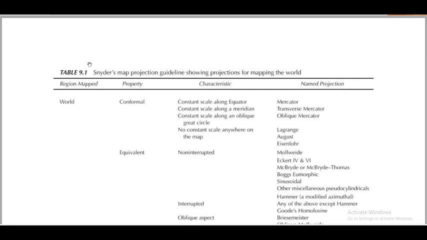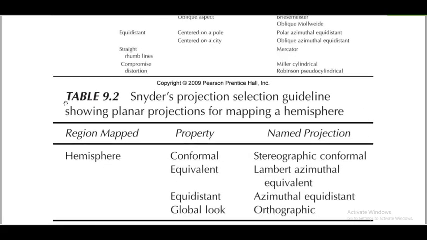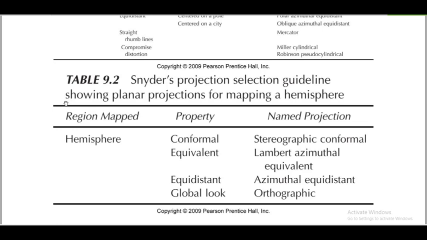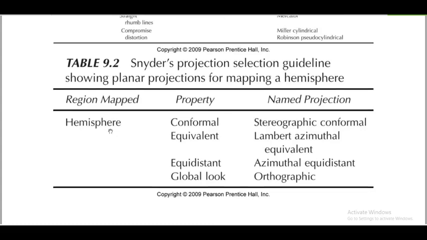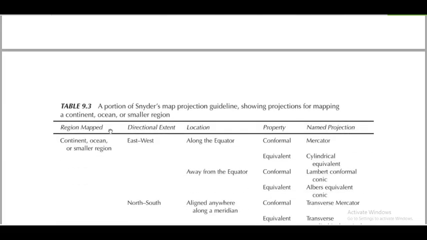If you're talking about the world, you're going to go to table 9.1. Again, it says region mapped world. If you're going to be talking about a hemisphere, you're going to go to the 9.2 where it says region mapped hemisphere. And then if you're talking about a continent, ocean, or something of that size, you're going to go to table 9.3 where it says continent, ocean, or smaller.